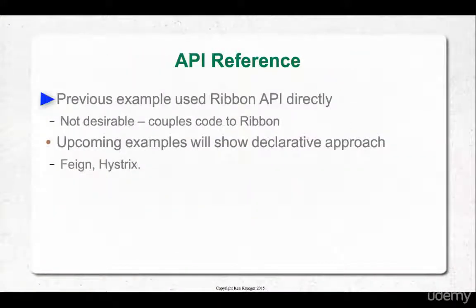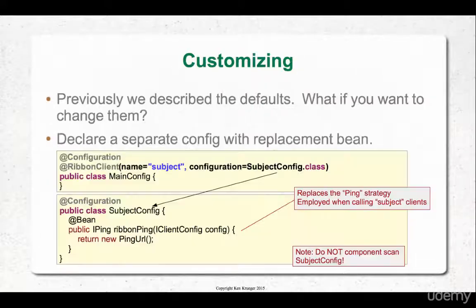Now the code you just saw is 100% legitimate, but it is not the most ideal because it couples our code to the Ribbon API. As Spring developers, we don't like to be coupled to any API like that. So in the next sections, we will introduce a declarative approach that will avoid this completely using Feign and Hystrix.